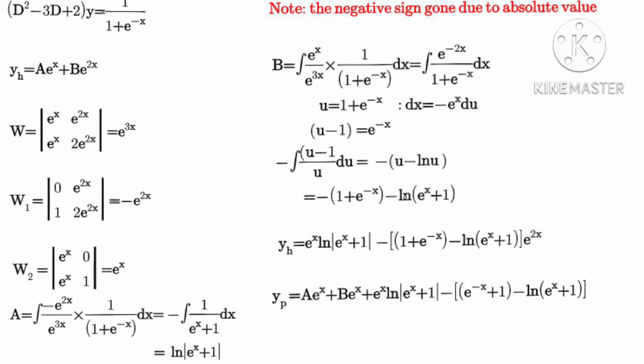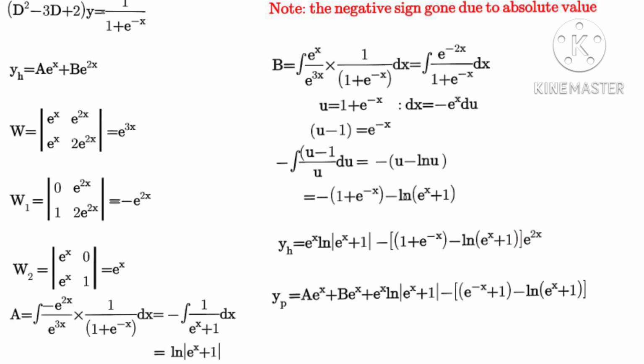Then we proceed and solve for the value for a. A then becomes minus e raised to power 2x over e raised to power 3x times rx, where rx is equals to 1 over 1 plus e raised to power minus x. So when we simplify, we expand the denominator. After expanding the denominator, you factorize out, then you will have it to be ln of e raised to power x plus 1. Now there is a negative sign there, but it is ignored based on the fact that we introduce an absolute value.